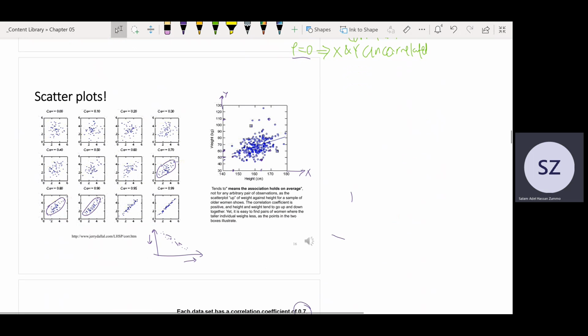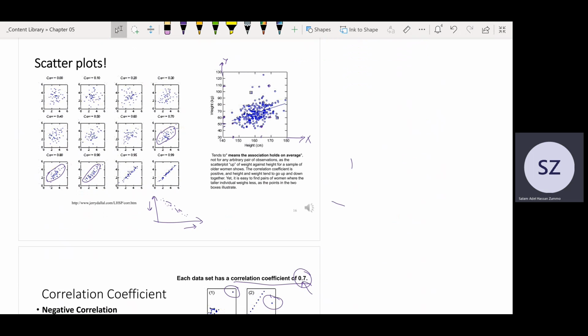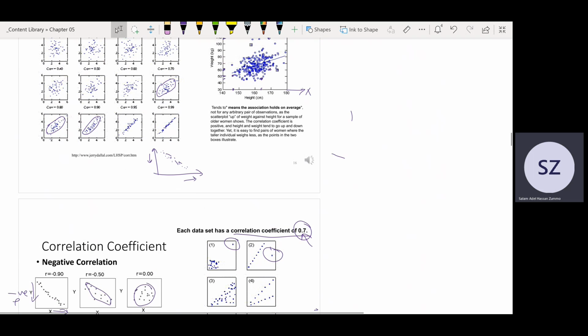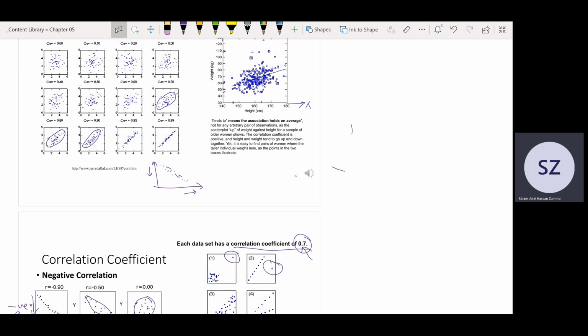And we tried to plot the scatter plot. What does it mean? How does the scatter plot look? How does it reflect the correlation? The stronger the trend, the higher the correlation. The more clear the trend, the higher the correlation.